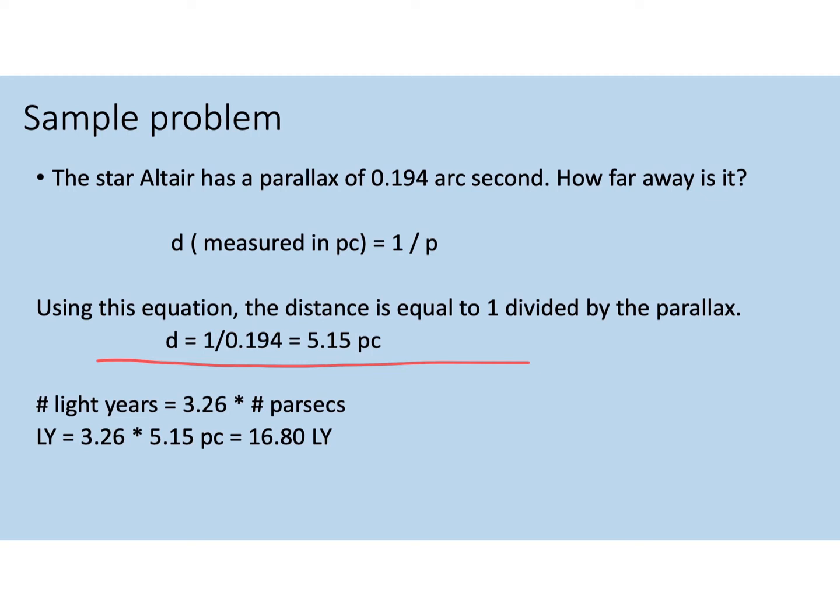Now, if I want to know how far that is in light years, I use the 3.26 conversion factor. The number of light years is equal to the value 3.26 multiplied by my number of parsecs, in this case, 5.15. And I get an answer of 16.80 light years.